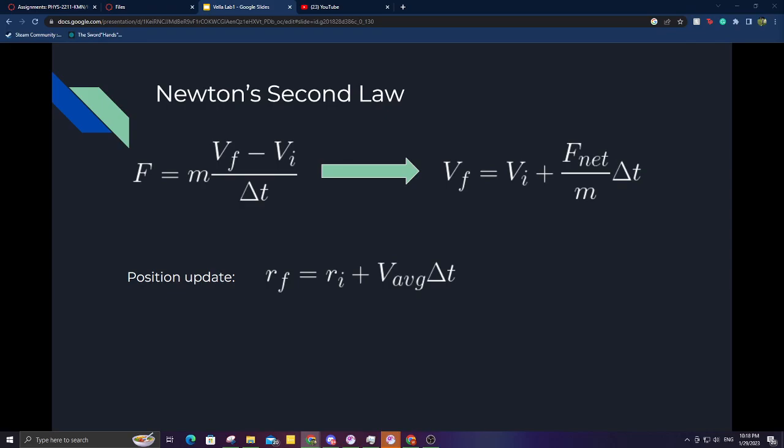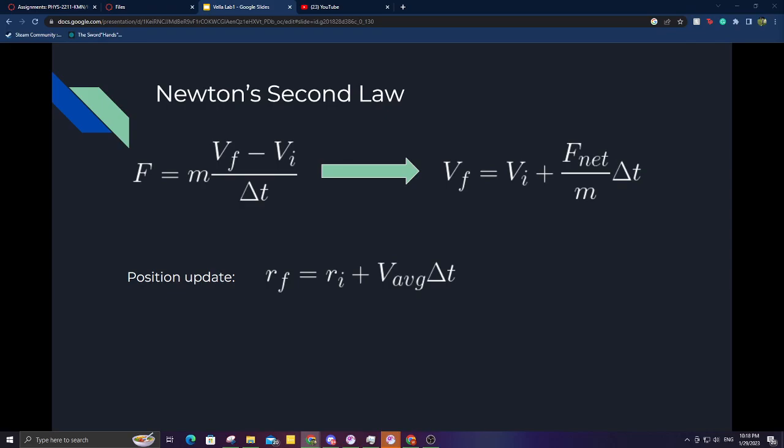Now that I had my velocity, I had just about everything I needed to create my model. In order to do this, I would be using Newton's second law, which in its most basic form is force equals mass times acceleration. And after some algebra, it becomes our velocity update formula. And then using the velocity update formula, we can come to our position update formula.